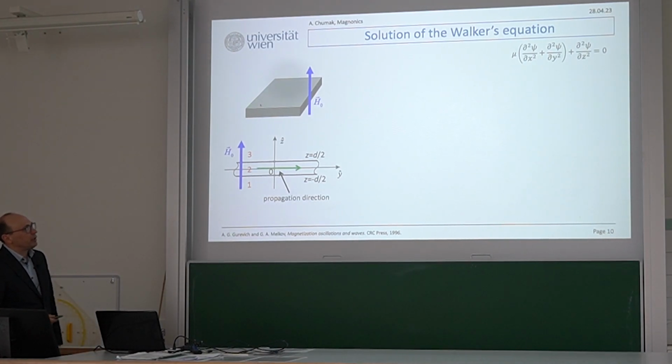Here I will just show you the steps of how we do it. What we define here is our thin magnetic film. Again, it's also different for different magnetization configurations. We do it only for forward volume waves.